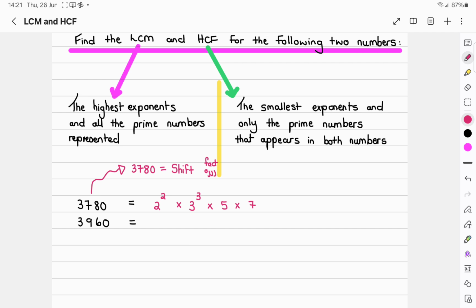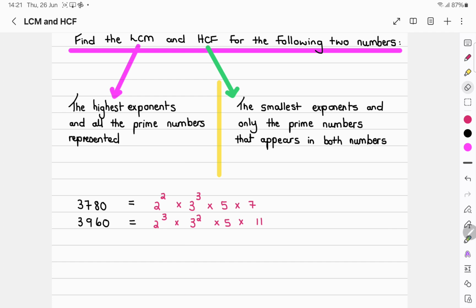Okay, now I want you to do it with the other number as well. 3960, press equal, shift, fact, and that gives us 2 to the power of 3 times 3 squared times 5 times 11. So no more do you have to do the ladder method, especially if you're allowed to use a calculator. So please remember that way of doing it on your calculator.